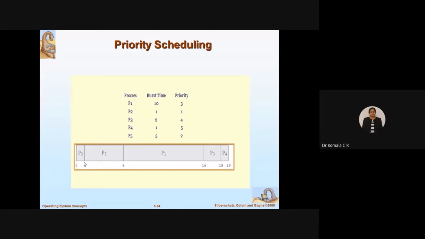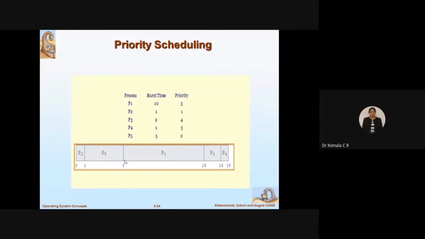So which is the next priority? The next process that should be given priority. See here, 2 is the next priority. I'll go with P5 now. So P5 I start at the end of the first slot. How much time do I need to complete P5? 5 slots. So 1 plus 5 is the 6th slot. At the end of the 6th slot, I'll finish P5.